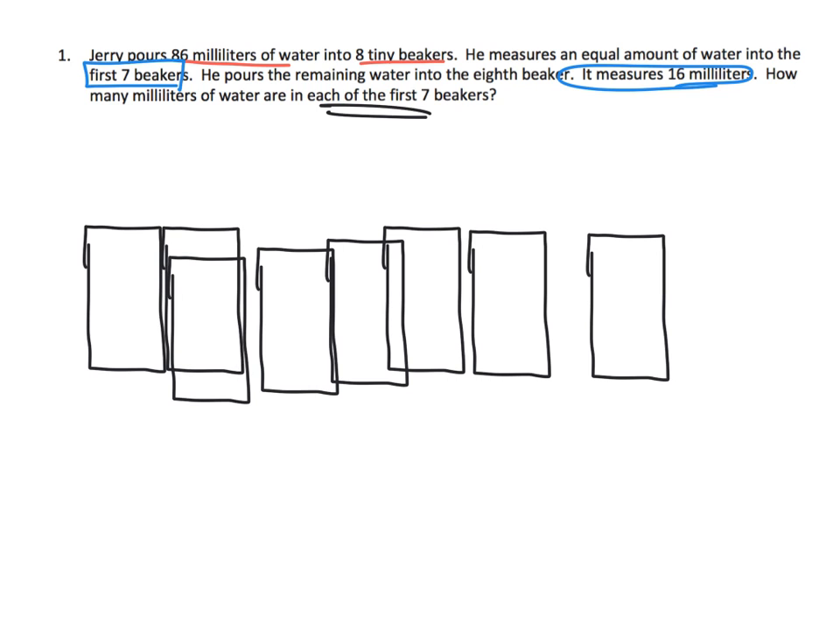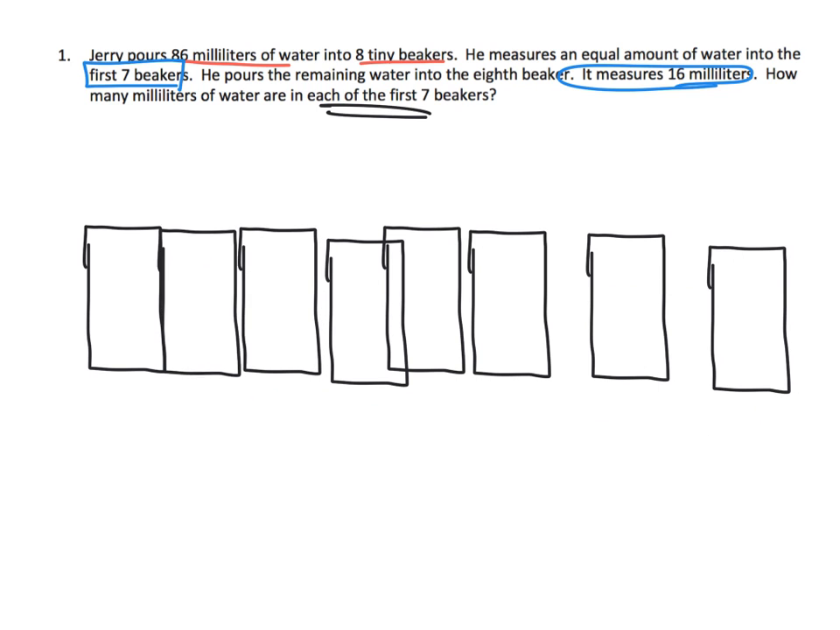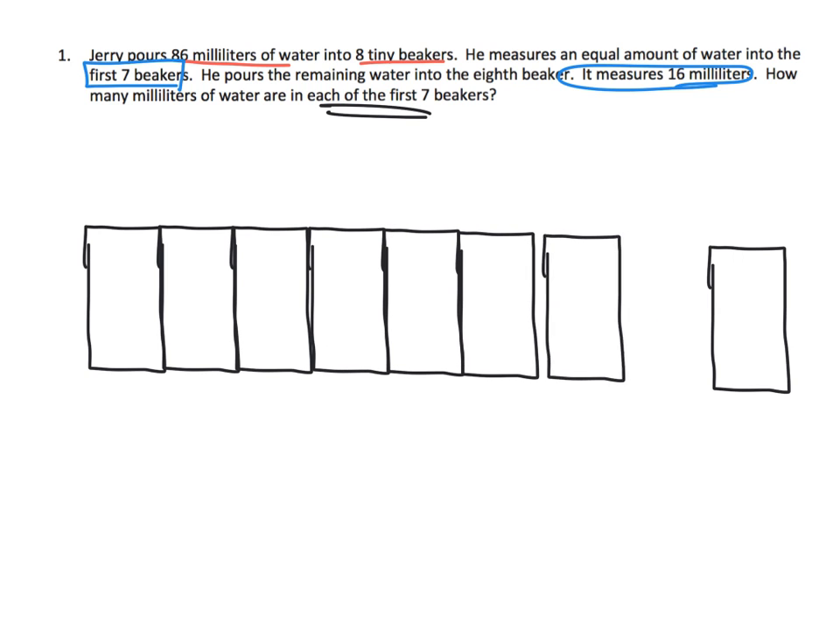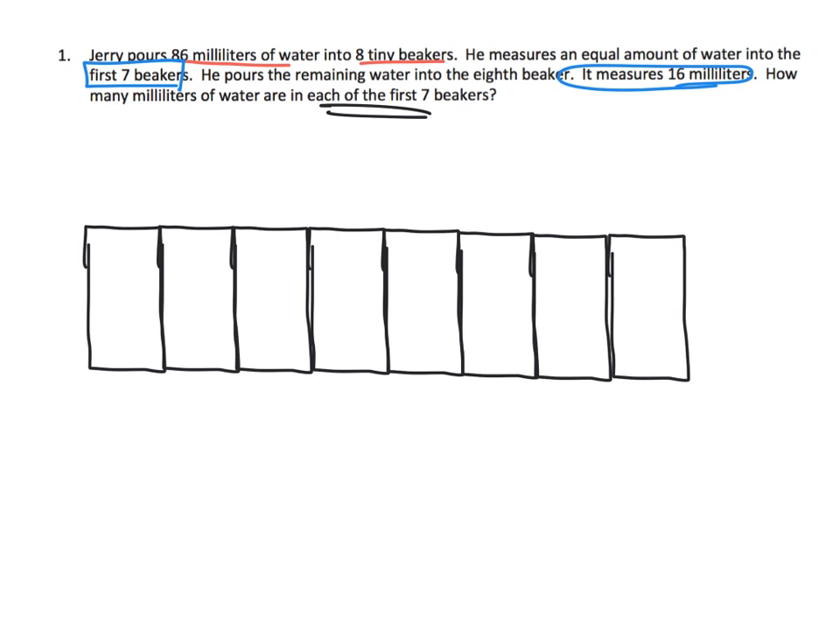And so there's 1, 2, 3, 4, 5, 6, 7, 8. Do I have too many? 1, 2, 3, 4, 5, 6, 7, 8. 1, 2, 3, 4, 5, 6, 7. Here's 8. Okay, so there's my 8 beakers.